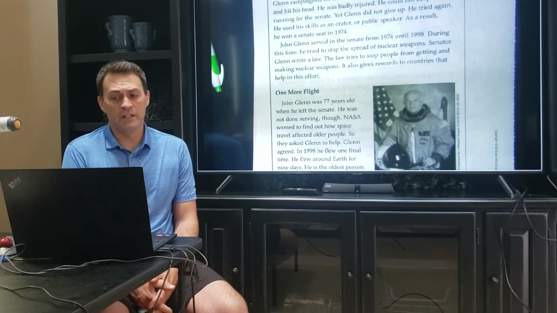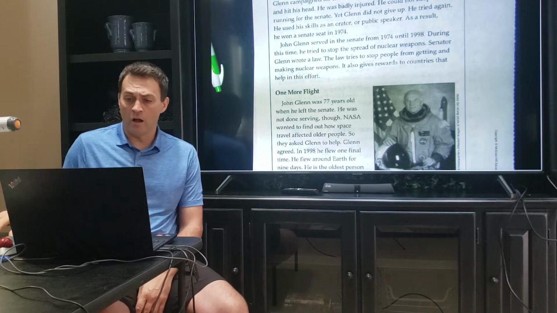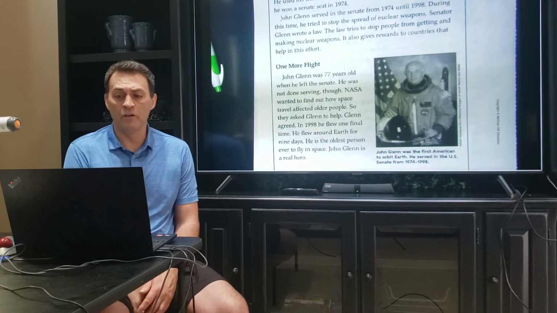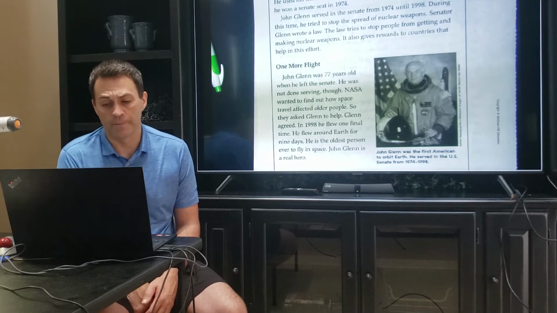During this time, he tried to stop the spread of nuclear weapons. Senator Glenn wrote a law. The law tries to stop people from getting and making nuclear weapons. It also gives rewards to countries that help in this effort.